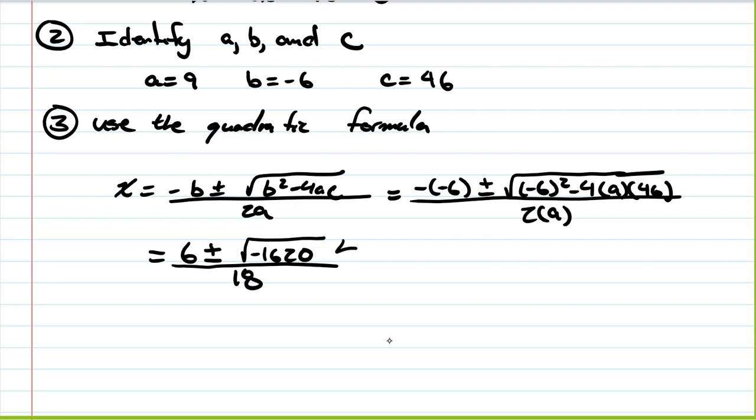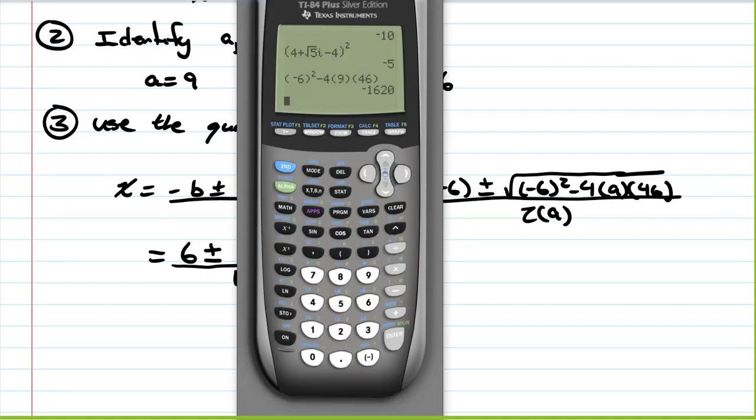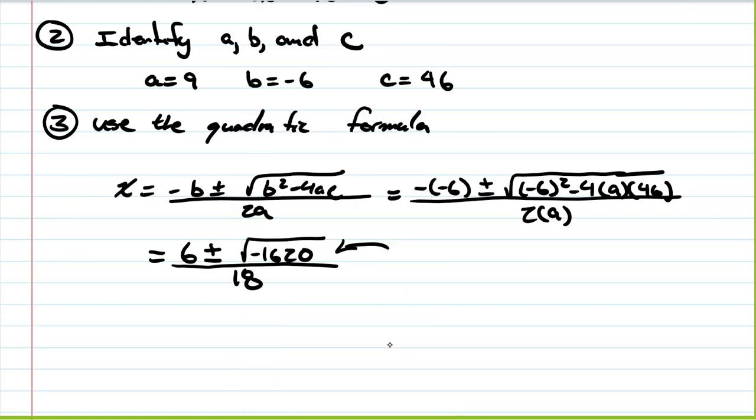So now we need to simplify the square root of negative 1620. If we just type it into our calculator, it's going to give us a decimal approximation, which is okay, but we're going to need an exact answer. So we know since it's negative, it's going to be the square root of positive 1620 times i, because this is imaginary.